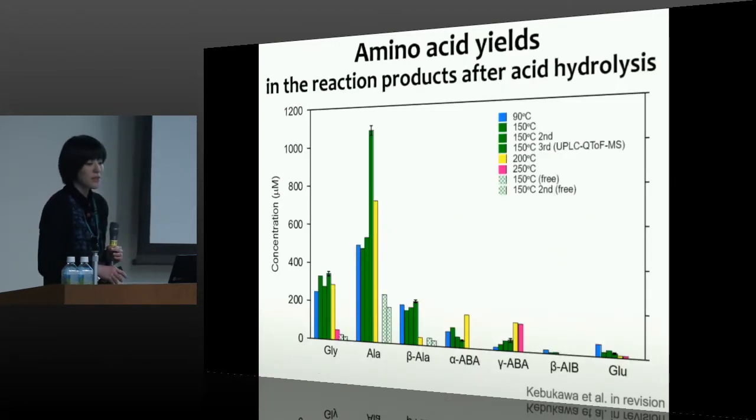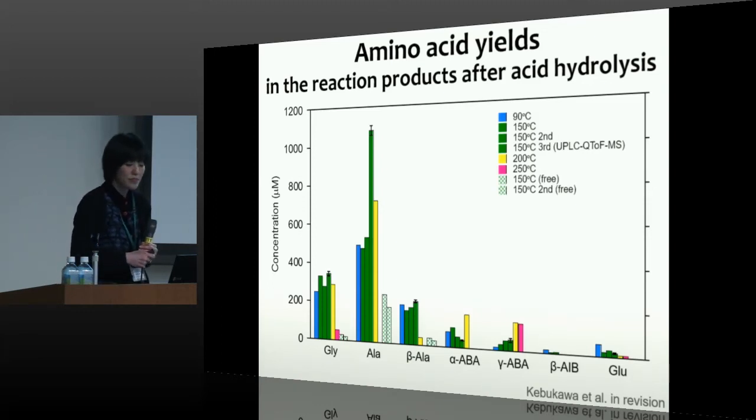So these are the results from various temperature experiments. Basically, the products are about the same at 90, 150, and 200 degrees Celsius, but much less at 250 degrees Celsius. And alanine is larger than glycine, but the other one is less than glycine.